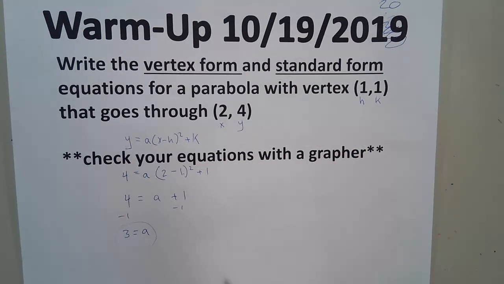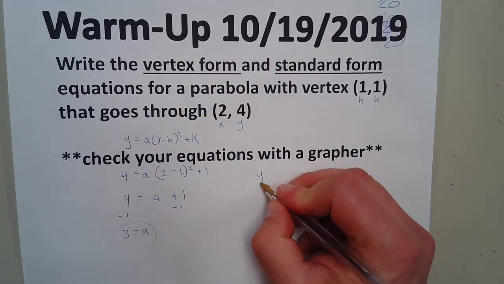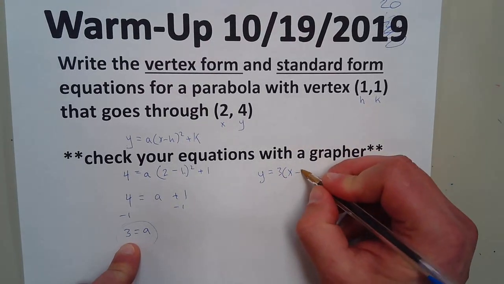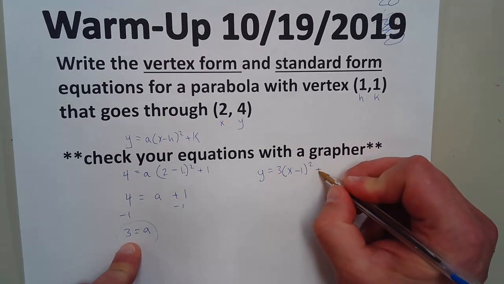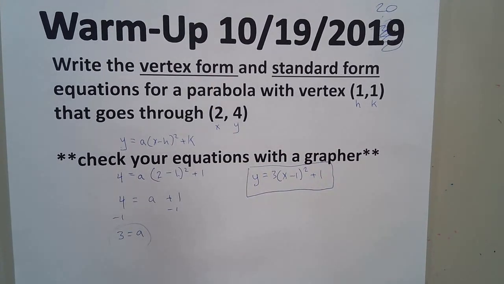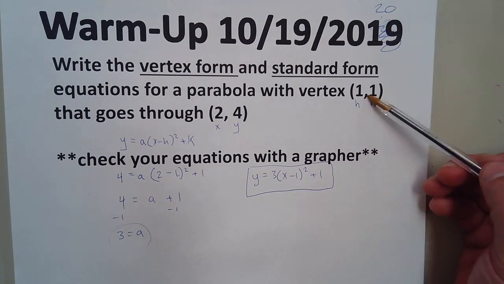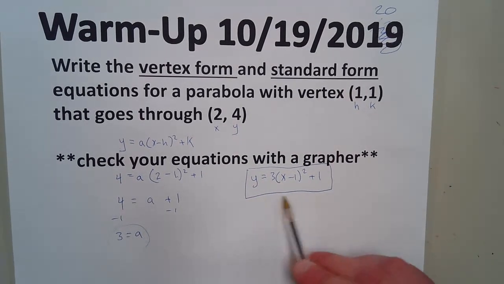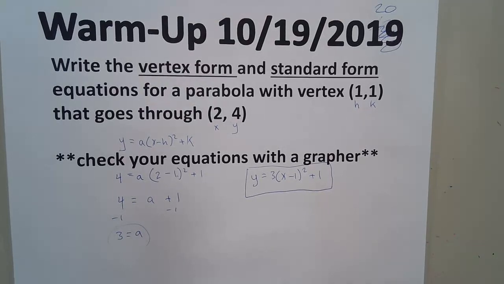So this is what we're going to be using to write our vertex form equation. So our first answer, our vertex form equation, is going to just be y equals the a value we found, (x minus h) quantity squared, plus 1. So there is answer number 1. There's the vertex form equation that has this vertex, this point. Okay, so then standard form, we can take this and we can convert it to standard form by expanding it.